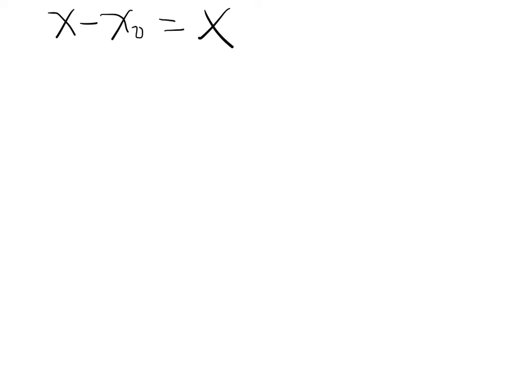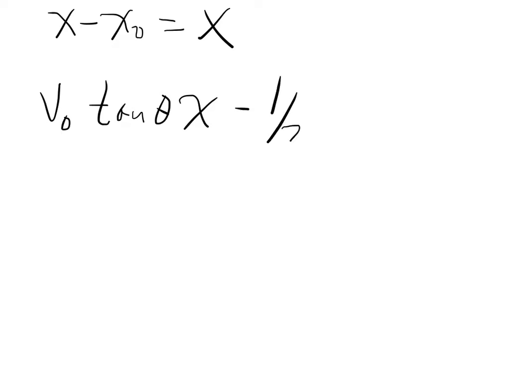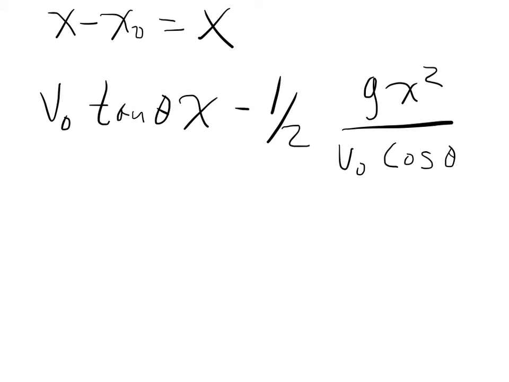But you should also be able to show that this ends up being v naught tangent theta times x minus 1/2 g x squared over v naught cosine theta squared. True? Okay.